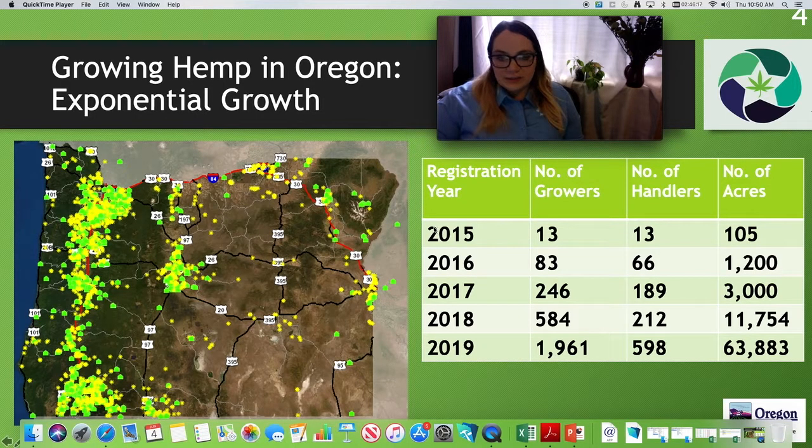As you can see in this table, the registrations that we had in 2015 totaled 13 growers, and in 2019 were closer to 2,000. So it's safe to say that the hemp industry in Oregon is definitely skyrocketing.